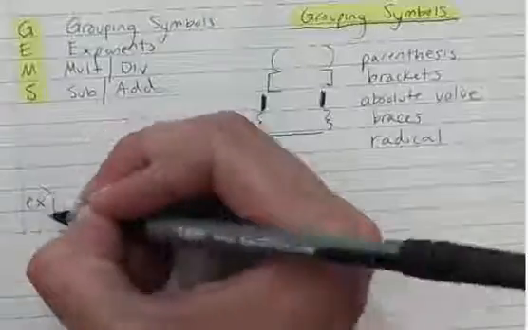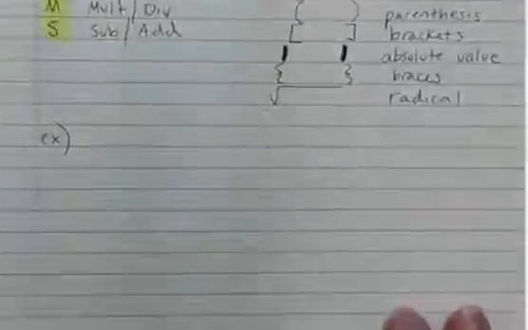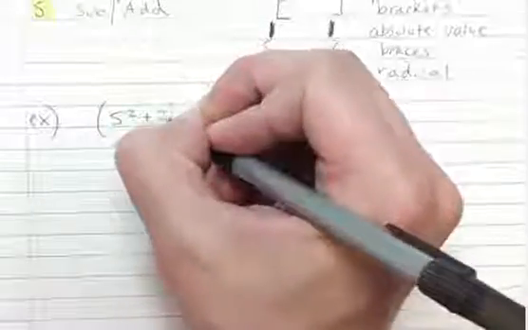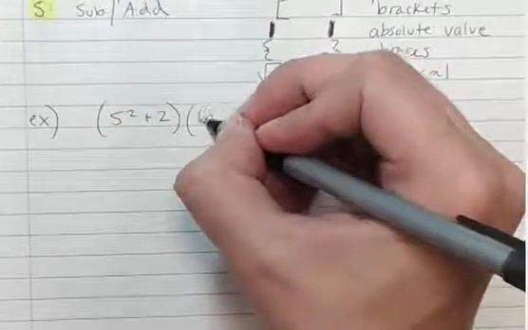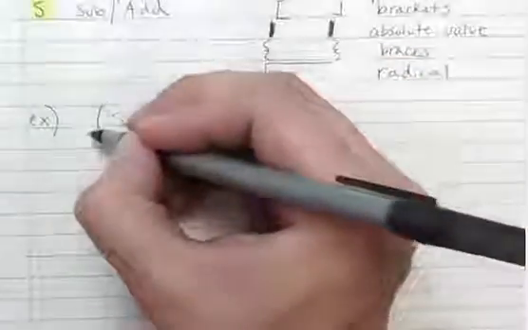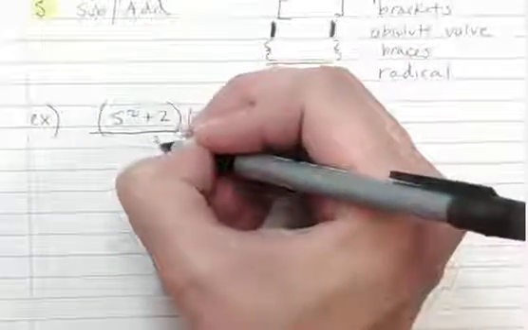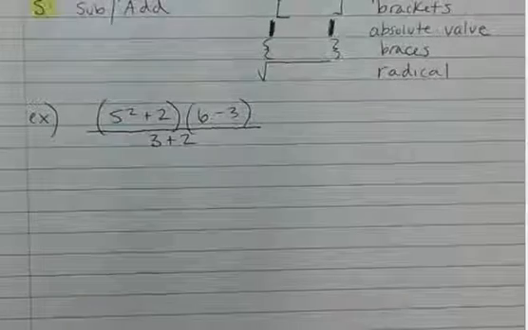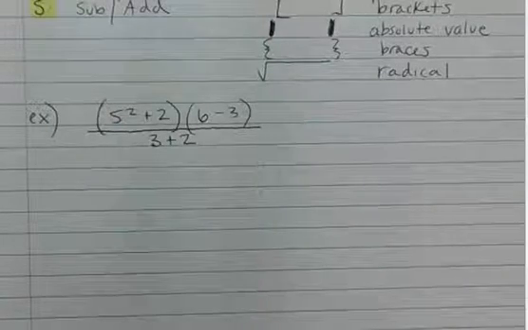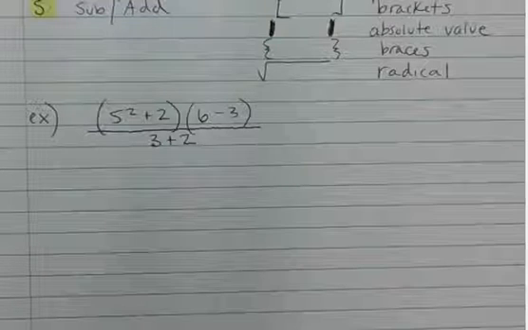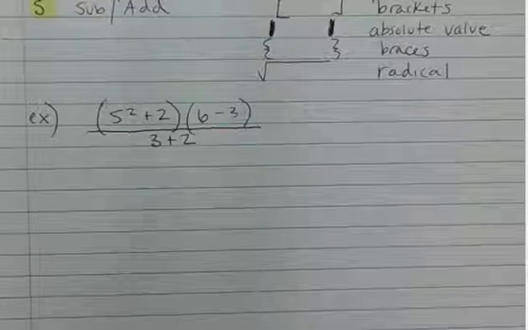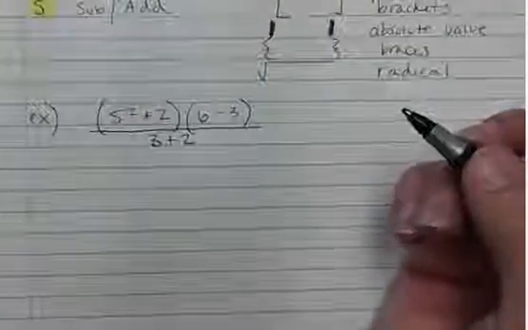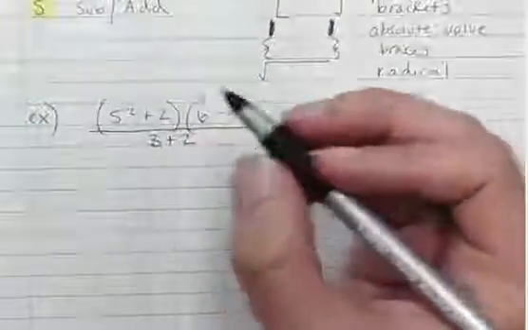Okay, so let's go ahead and jump into this, since this should be review for you. Let's do this first one. Copy down the same example as me. I have 5 squared plus 2 in parentheses, and then 6 minus 3 in parentheses, all over 3 plus 2. So, according to GEMS, I need to look at those grouping symbols first. I have 2 pairs of grouping symbols. I have 2 sets of parentheses. So let's go ahead and solve what's inside of those parentheses first.